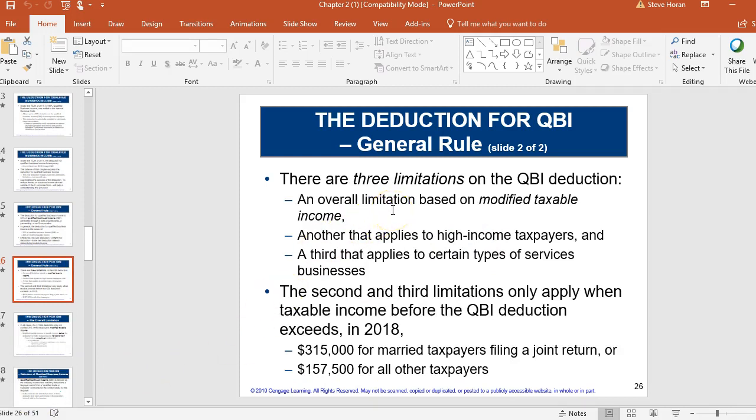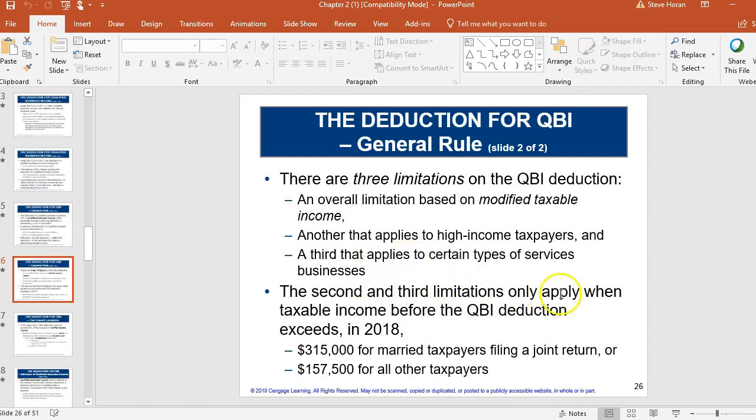There are 3 limitations. One is based on your modified taxable income, if you're a high earner. Another applies to high income taxpayers, and then some kinds of service businesses have some different rules here. I just love it when they make special exemptions, right? It just makes everybody's life more complicated. But when you rely on Congress to do something, you get those kinds of rules.